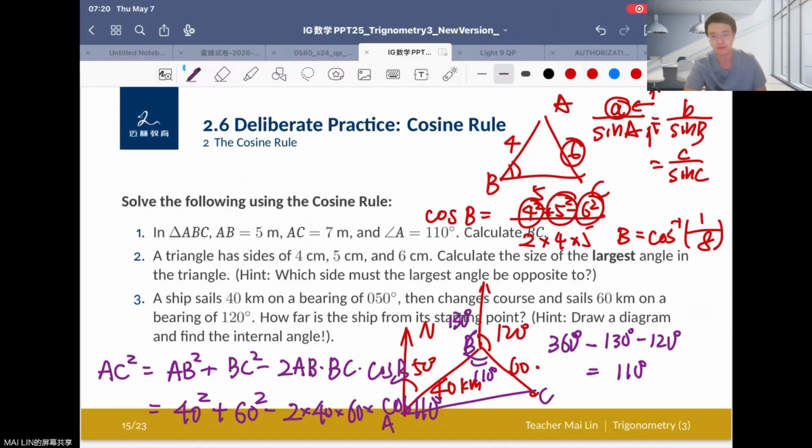I hope you can understand what the cosine rule is, and hopefully you can fully master it, okay? It's very important for you to understand such problems and to calculate the side values and the angle values in triangles, okay? So that's our lesson.